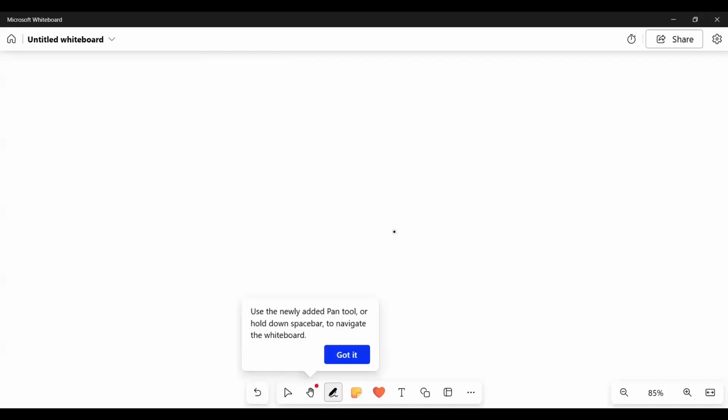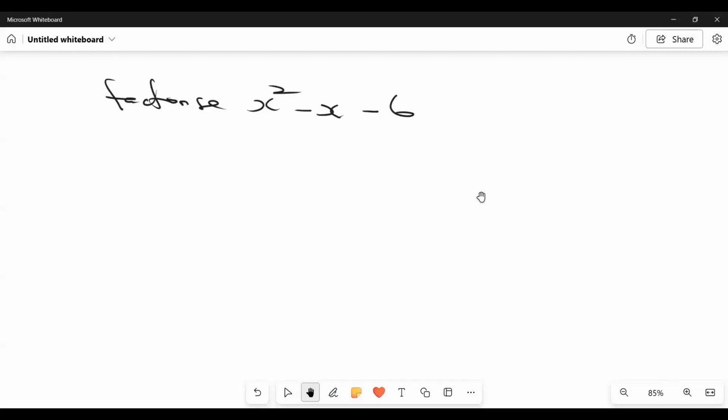Let's try another one. Let's say we have to factorize x squared minus x minus 6. Right? So let's see. Oh, by the way, not all of these quadratic expressions can be factorized, right? So keep that in mind. Good. So we're factorizing that.